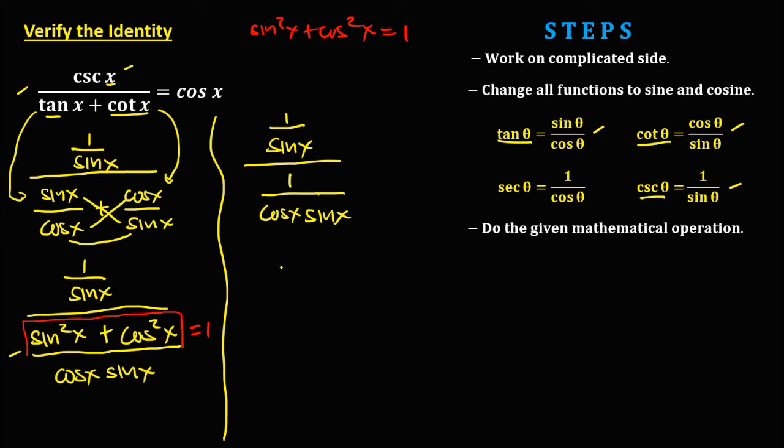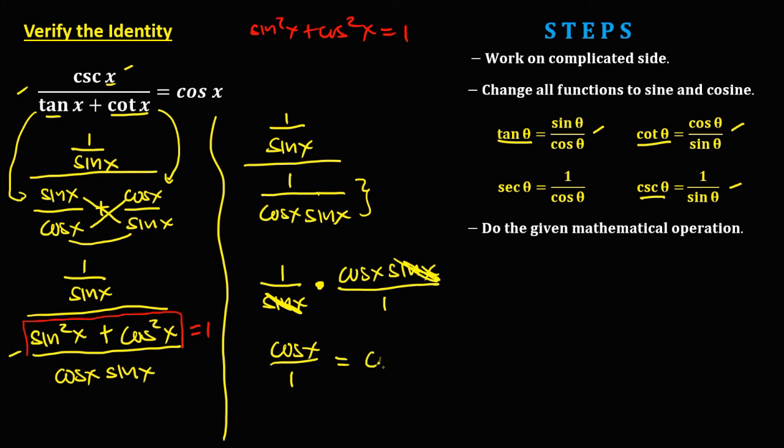Then simplify. So we have 1 over sine x times the reciprocal of this denominator, that's cosine x times sine x over 1. Then simplify. Since we can cancel the sine x, we have now cosine x over 1, or that's equal to cosine x. So since cosine x is equal to this cosine x, therefore this given is an identity.